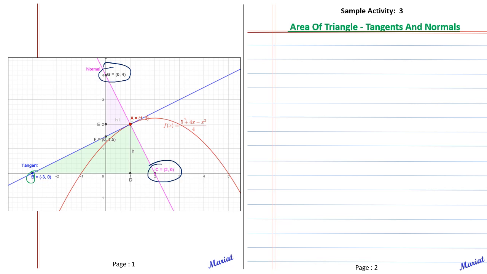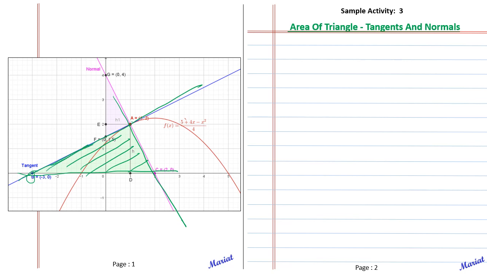Now in this activity, what we are going to find is the area of the triangle formed by the tangent, normal and x-axis. You can see there is a triangle formed here, this green one. We will have to find the area of this triangle. For that, we will have the base from this point to this point, and the altitude is going to be the y coordinate of that point. So half into base into height can be the area of this triangle.